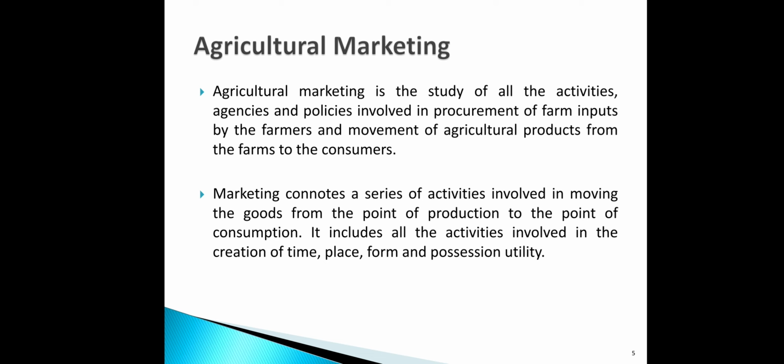So agricultural marketing is a study of all the activities carried out for marketing, as well as whatever agencies are involved in agricultural marketing. Those agencies may be government agencies, cooperative agencies, or private agencies. So all the activities, all the agencies and all the policies made by the farmer, by the sellers, by the buyers. So it is a combination of all those activities, agencies and policies.